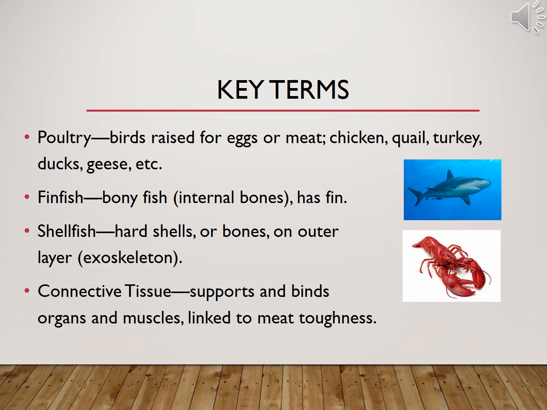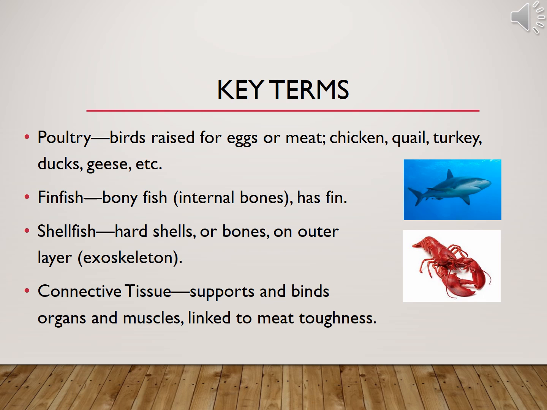Shellfish may appear more like sea animals than actual fish, but they're still classified as fish. They have bones, or their shell, which form an outer layer on the shellfish. So their skeletal structure is on the outside for shellfish, which is different than finfish, which have skeletons on the inside, which is pretty obvious just from looking at them.